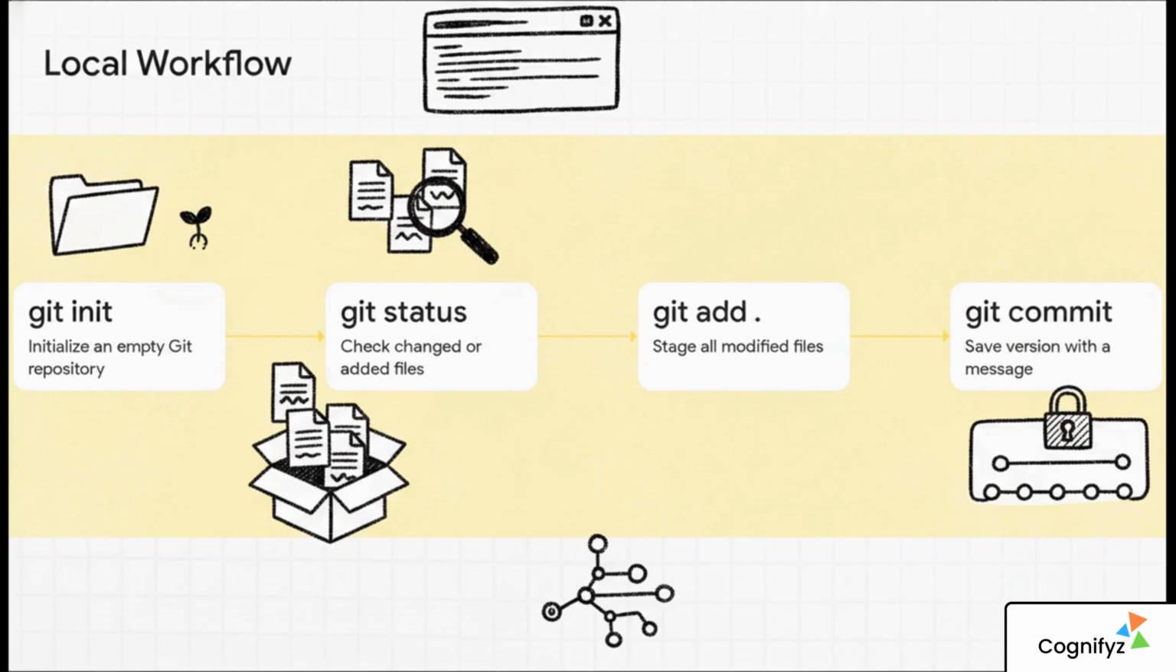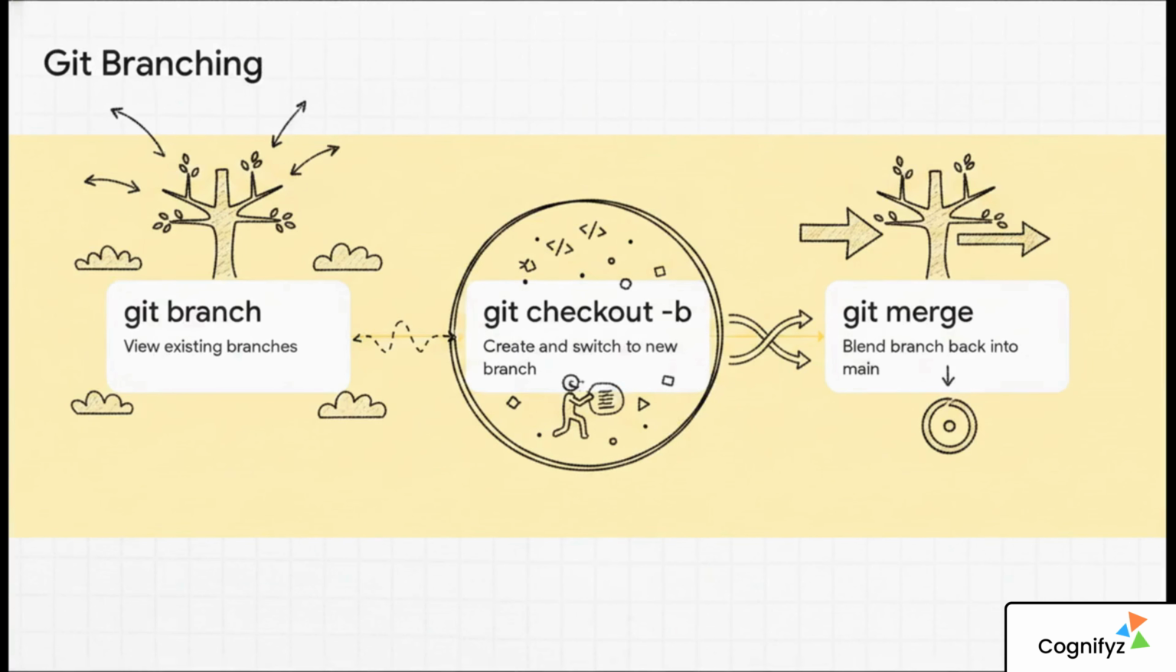Finally, you use git commit -m followed by a descriptive message, like "initial commit," that locks your work into the timeline. Congratulations, you've officially saved a version of your code. But what if you want to experiment with a crazy new idea without breaking your main project? That is where branching comes in.